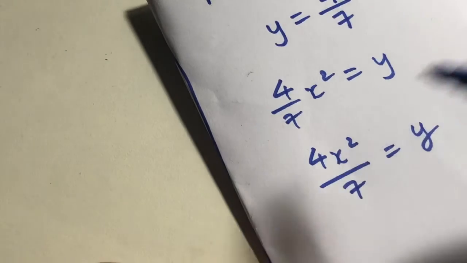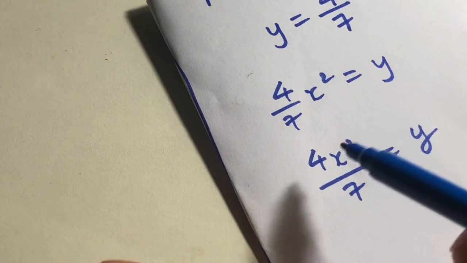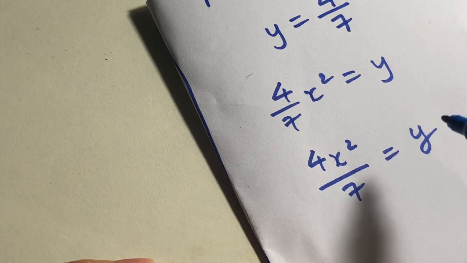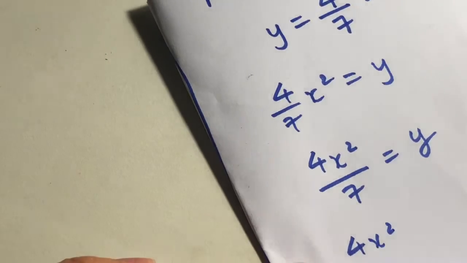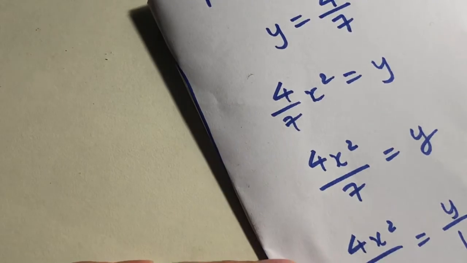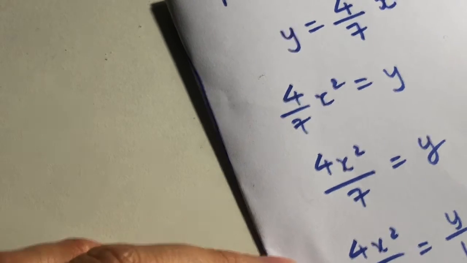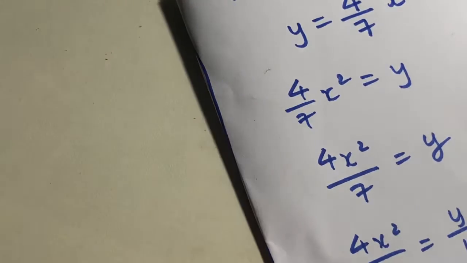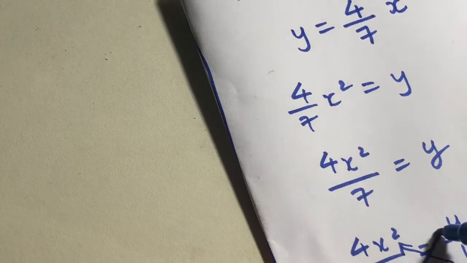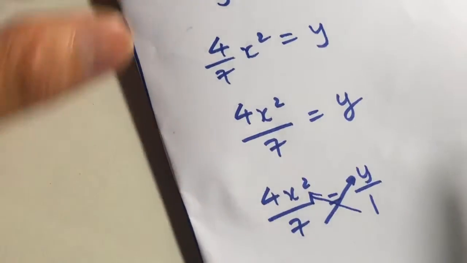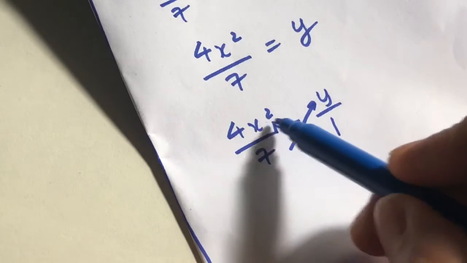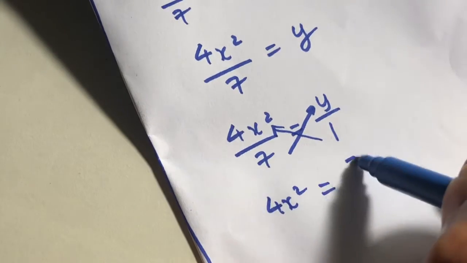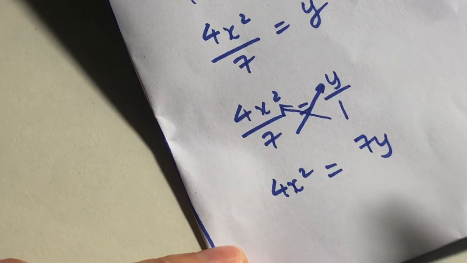There's no in between, it's just the top and the bottom now. So 4x squared over 7, and y here is just by itself. In fact, we can make y a fraction, so 4x squared over 7 equals y over 1. And now I use a technique called cross multiplying, as you have seen in many cases before. If I cross multiply, I will get rid of all the fractions. So I got 4x squared times 1 is 4x squared, and I got 7 times y is 7y. And now everything looks good.